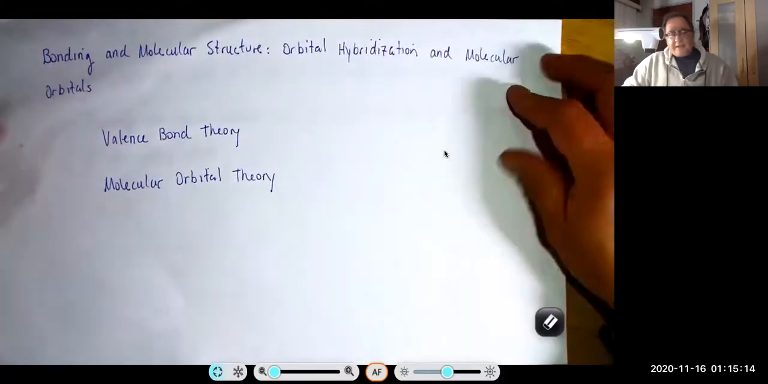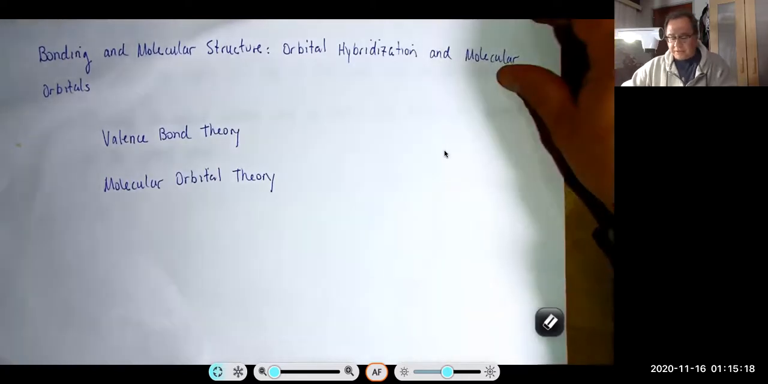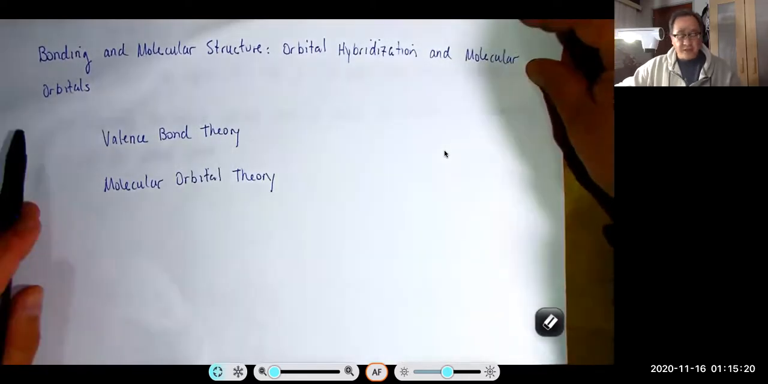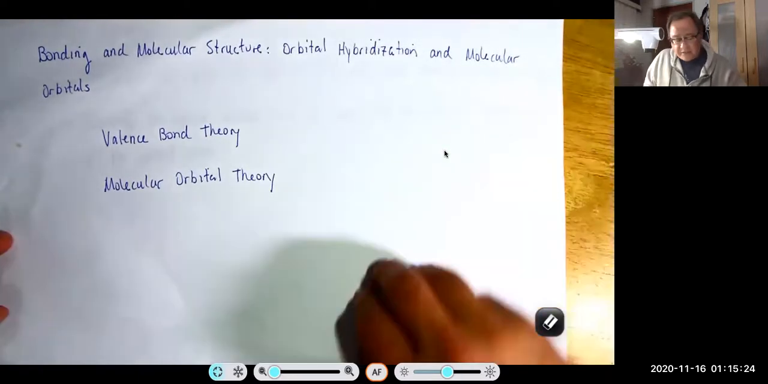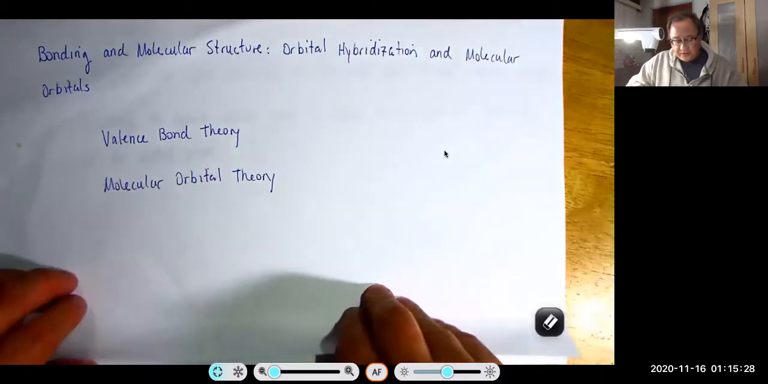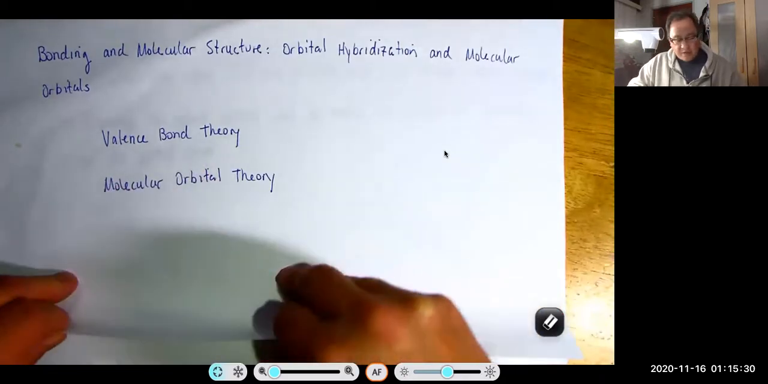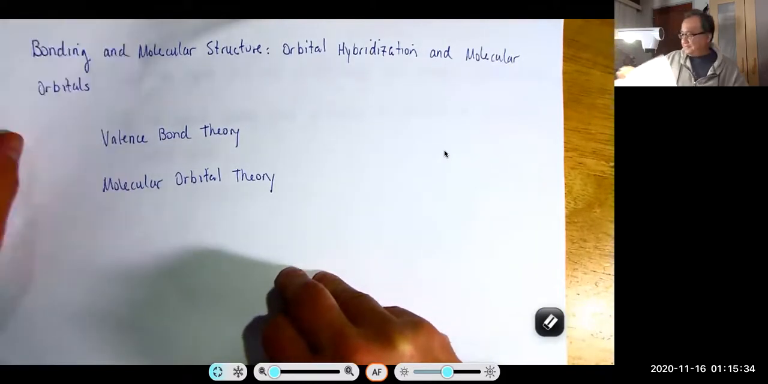For this next module, we're going to be looking at bonding and molecular structure, orbital hybridization, and molecular orbitals. We have two major topics in this section, and that's valence bond theory and molecular orbital theory. These two things have some things in common, but they are different approaches at looking at bonding in molecules.